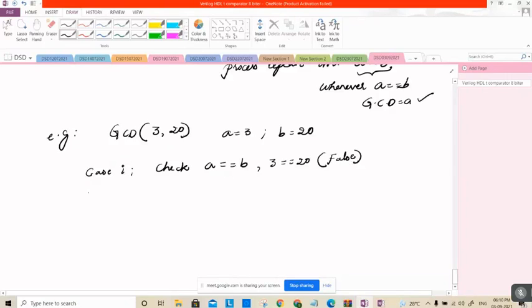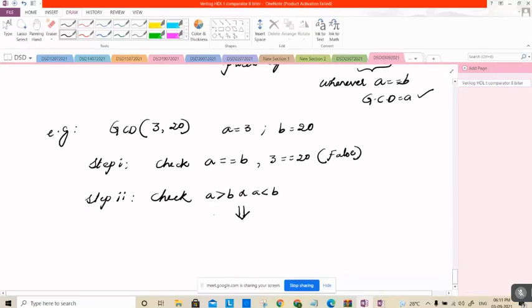Then you are supposed to move to case 2, or step 2, whatever it may be. This is step 1. Right, step 2 is check first whether A is greater than B or A is less than B. Check this. What is happening? A less than B. Right, so here A is less than B, since A is equal to 3 and B is equal to 20.